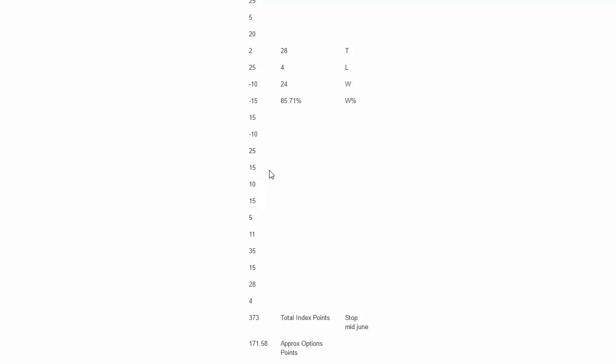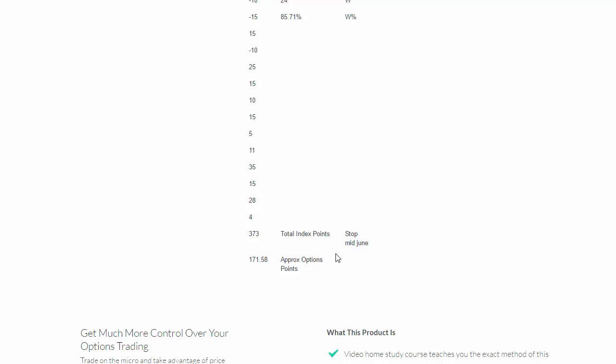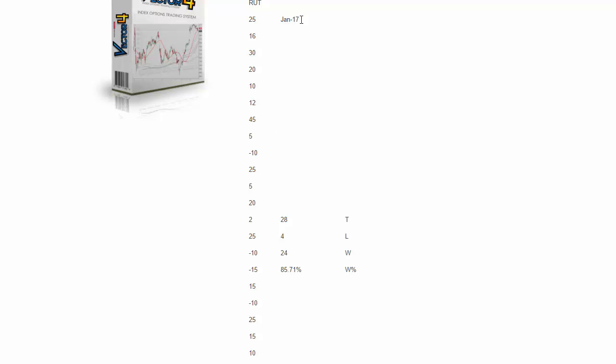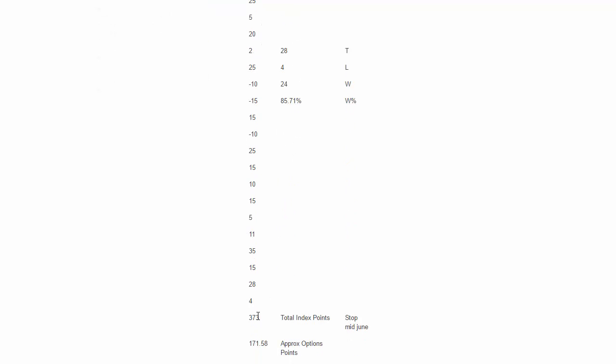So here is the sum of the points. I don't know if you can tell here. 373 points. Now this is from January to June of the same year, okay, you can see right there. So here is the sum of the points, and that's a big deal. 373 points is pretty awesome.